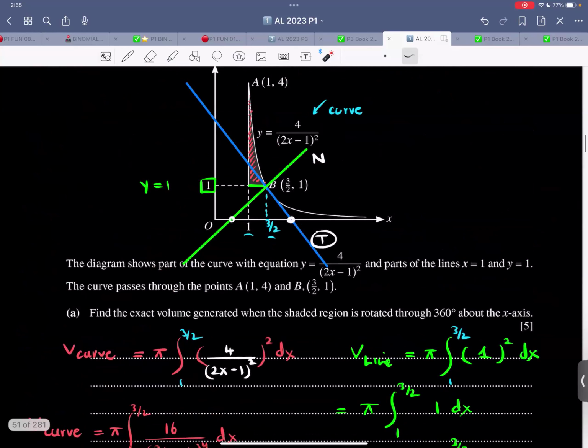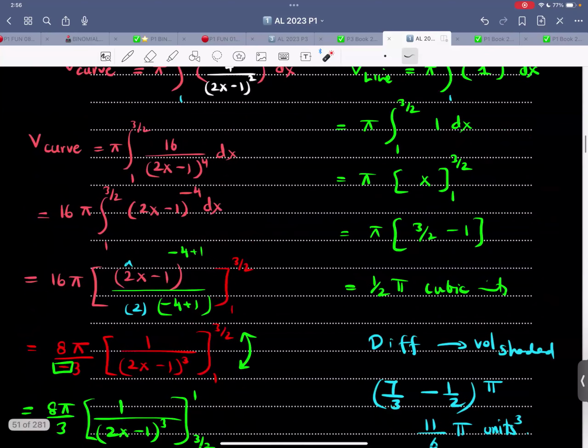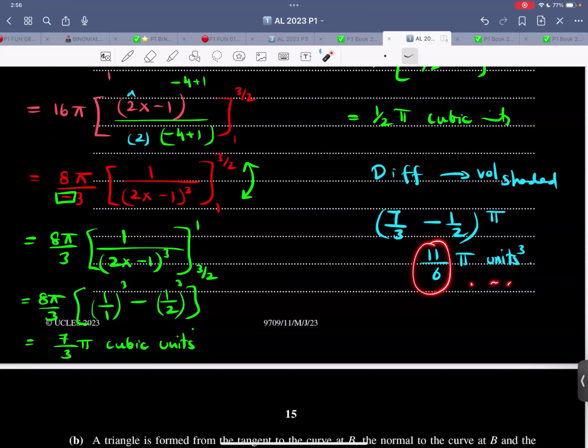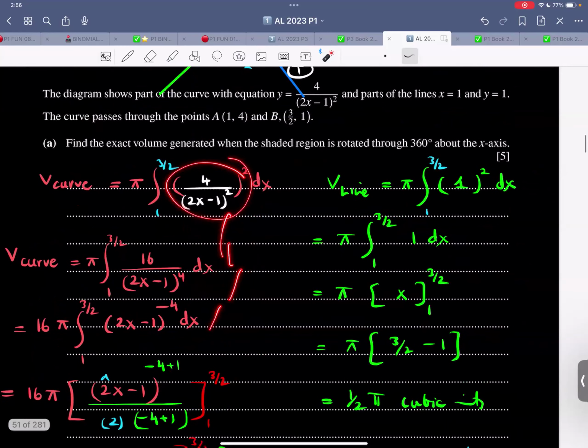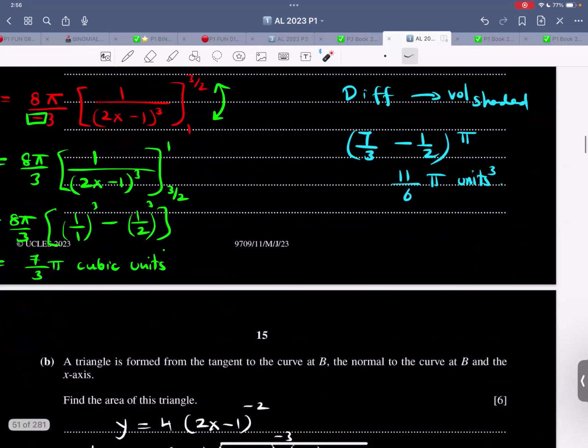But the shaded region was not all the way till the x-axis. There is this line, y is equals to 1. Square it, integrate it, becomes x. Plug the limit 1 and 3/2. That comes out to be half pi. So the volume that is required is the difference between the two. I think it's pretty basic, provided you don't forget the steps. First square, simplify, simplify, simplify, then integrate, then plug in the limits. Don't forget to multiply by pi.